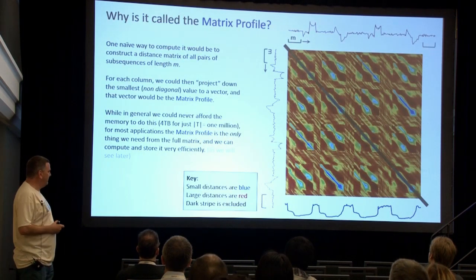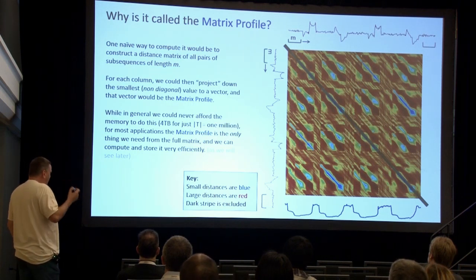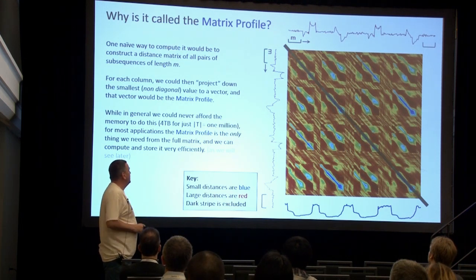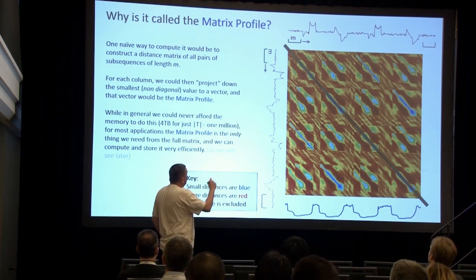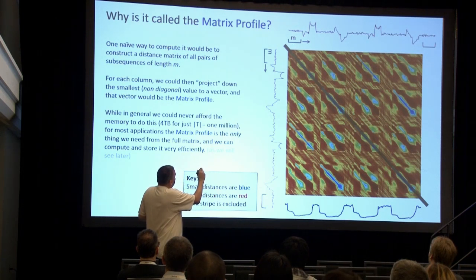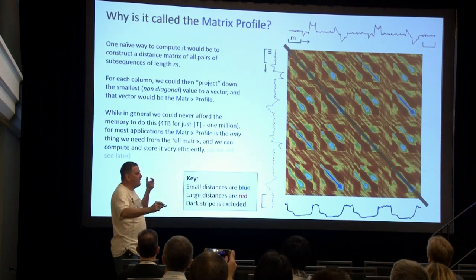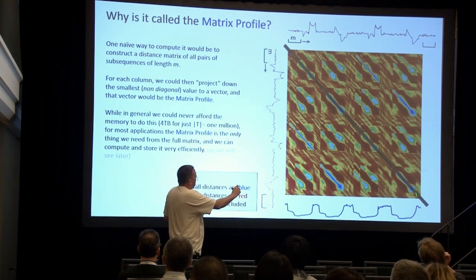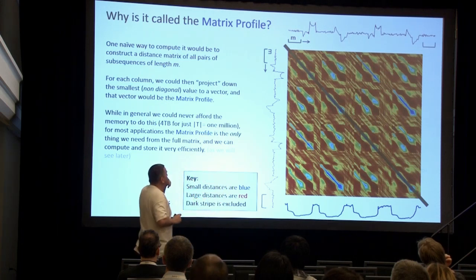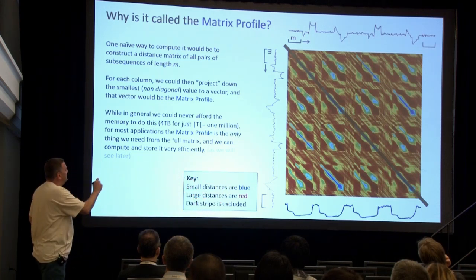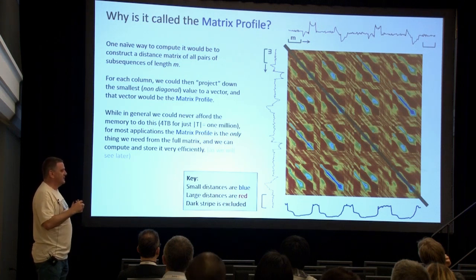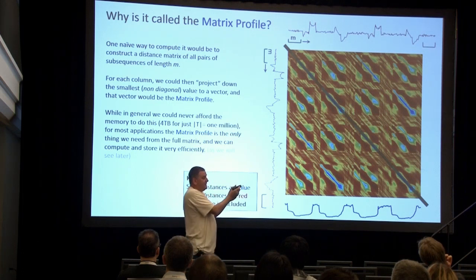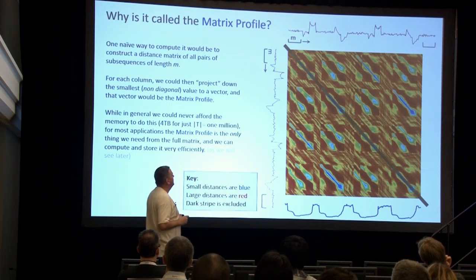So briefly, why is it called a matrix profile? One way you could compute it, although it would be very memory and time consuming, is as follows. You could take the long time series you have here, slide the window across it, and measure the distance of every pair of subsequences to each other. That would actually be just an upper triangular matrix, but I filled it in symmetrically for this picture. This matrix shows you the distance of every subsequence to every other subsequence. Of course, on the diagonal, that distance is always zero. Everything is zero distance to itself, so I'm going to exclude that.